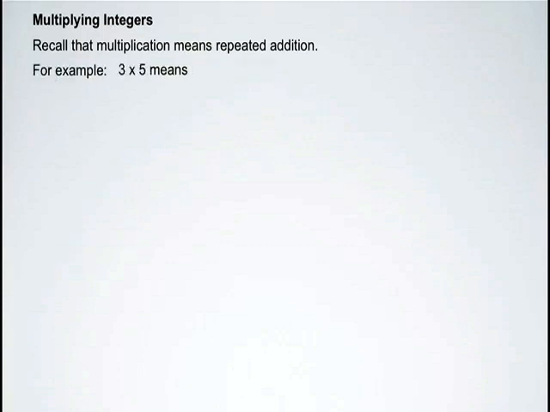We'll look at the idea of multiplying integers. Multiplication is just a way of representing repeated addition. For example, if we have 3 times 5, it means 5 plus 5 plus 5. So 3 5s added together to get 15. So 3 times 5 is 15.